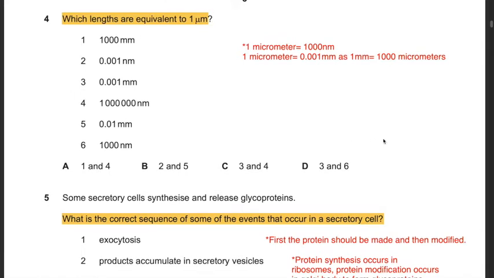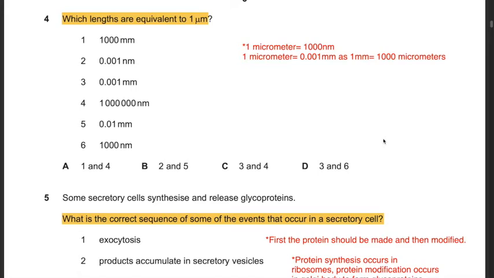Question 4. Which lengths are equivalent to 1 micrometer? 1 micrometer is equal to 1000 nanometers as well as 1 micrometer is equal to 0.001 millimeter, as 1 millimeter is equal to 1000 micrometers. So you simply have to apply the math over here and convert from one unit to the other, leaving us with the answer being D, 3 and 6.